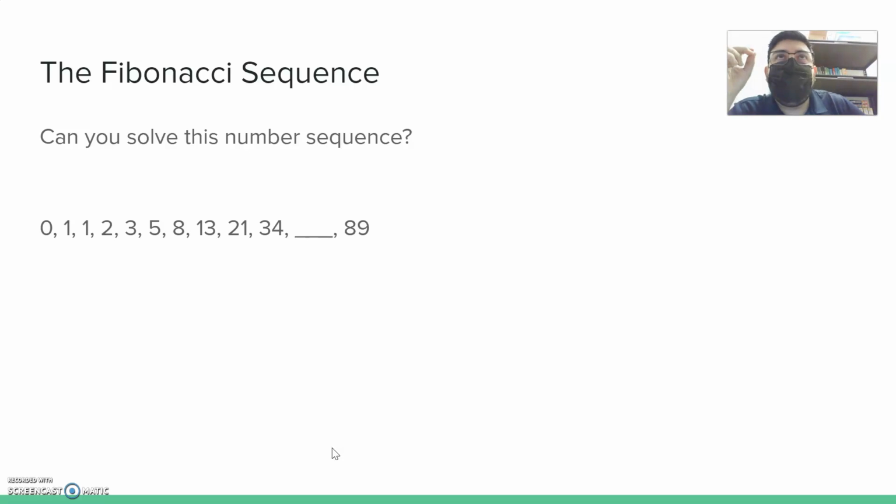So I want you to try to figure out what number goes right here. All right, pause the video, just give it a shot. I want you to read all the numbers, see what the pattern is, and what is going to go into this blank box or blank line. So look at all the numbers: 0, 1, 1, 2, 3, 5, 8, 13, 21, 34, blank, 89. I want you to figure it out.